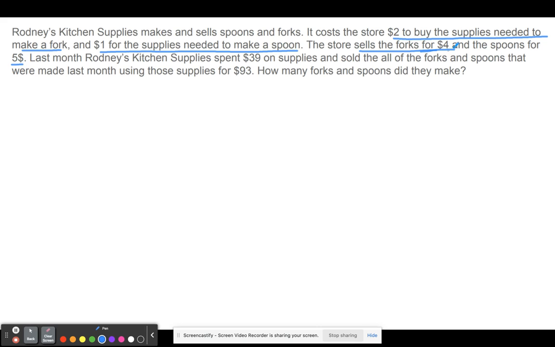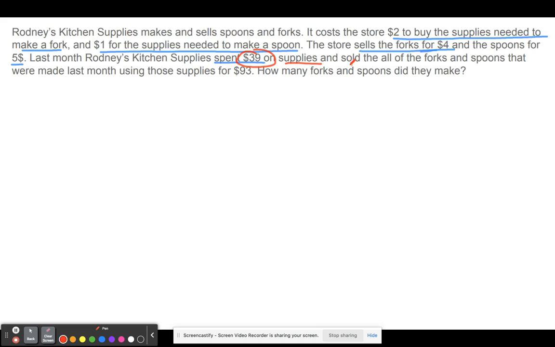Okay, so the first one is talking about how much it costs to make the forks and spoons. The second one talks about how much they sell them for. So that sounds like 2 separate equations. All right. Last month, Rodney's Kitchen Supplies spent $39. Okay, so that's definitely a total. $39 on supplies. So there's our first equation. The first equation is going to be about supplies.